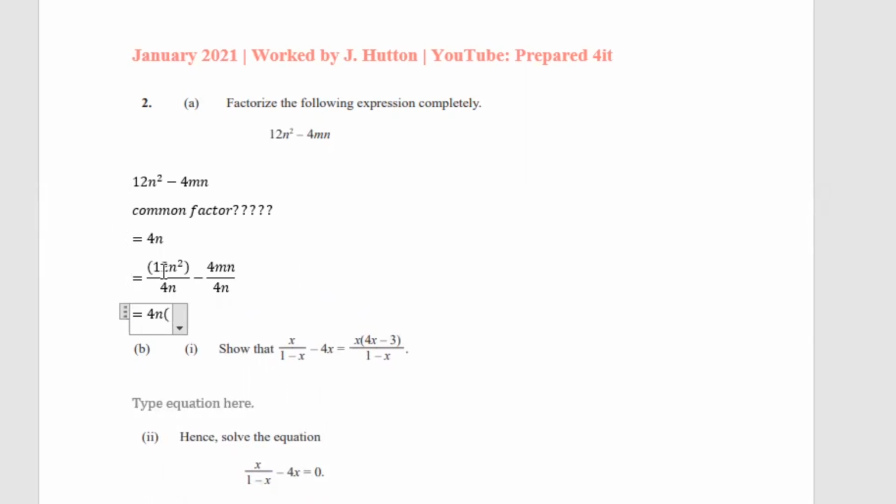4n into 12n squared. So 4 into 12 goes 3 times. n into n squared will leave us with n, and then we have 4 into a negative 4 will leave us with a negative 1, and n into mn will leave us with m, and therefore this is our answer, 4n and in bracket 3n minus 1m, and that is our answer for part A.